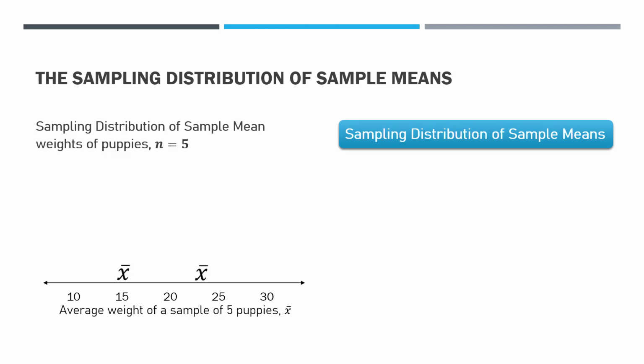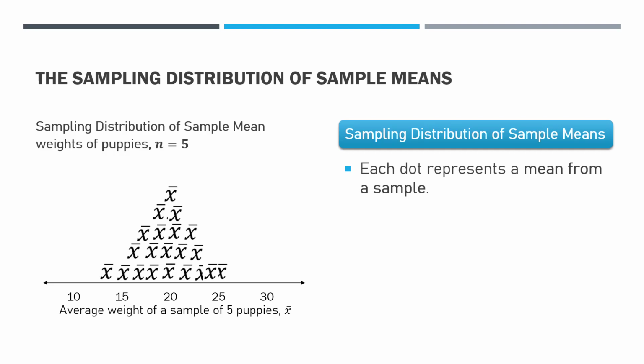So what is this sampling distribution of sample means? How is it different than the thing we just looked at? Well, we're not just going to look at two sample means. We're going to look at dozens, hundreds, thousands of sample means over and over and over again, many samples. And what we can see here in this sampling distribution is that each dot is not going to represent one individual puppy. It's going to represent a mean from a sample. It's made up of countless x bars.